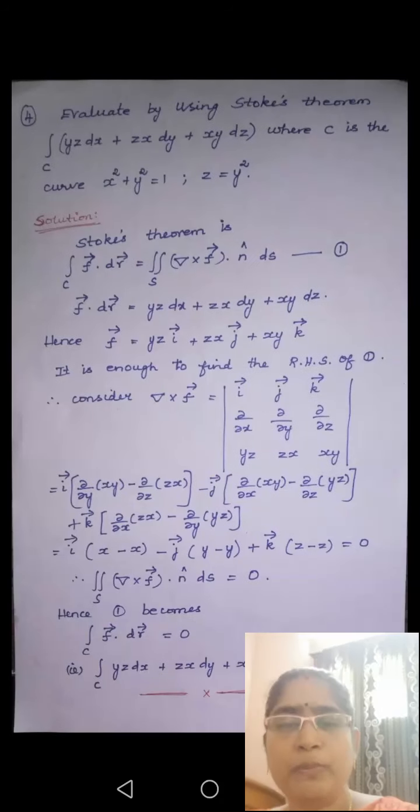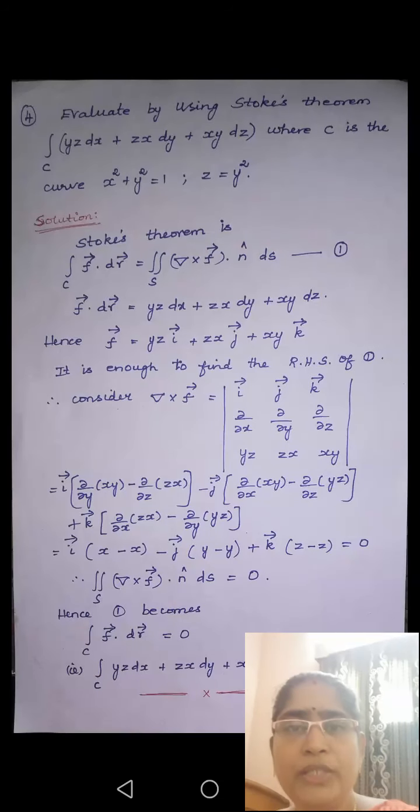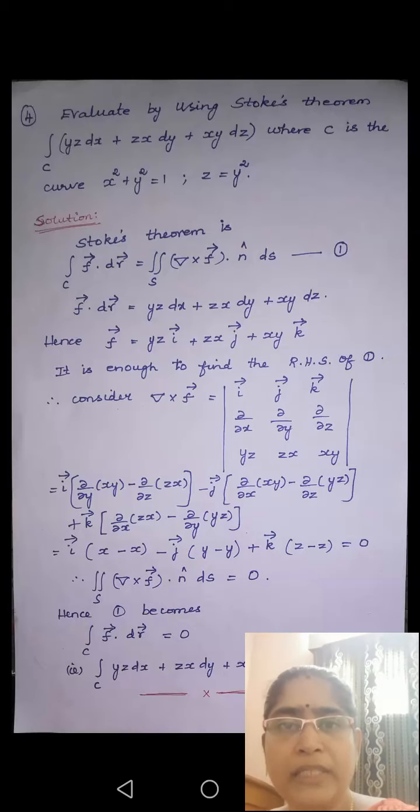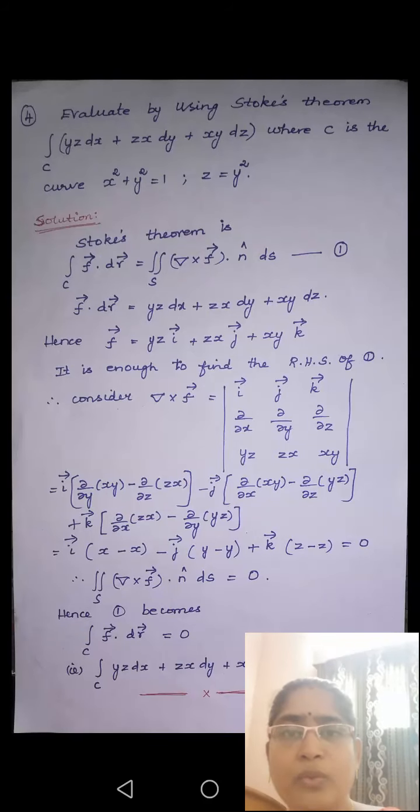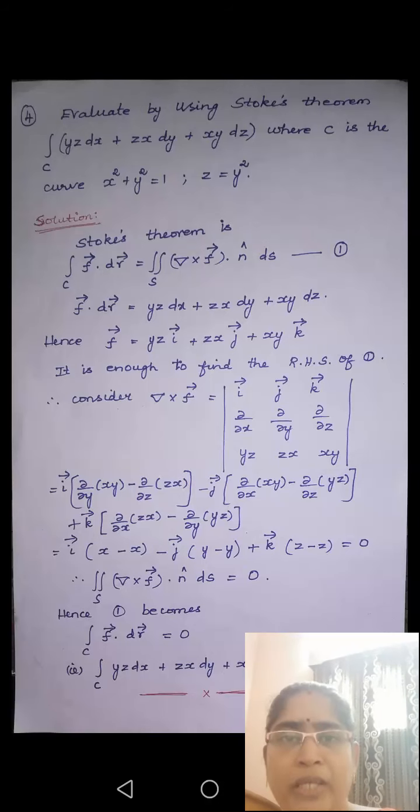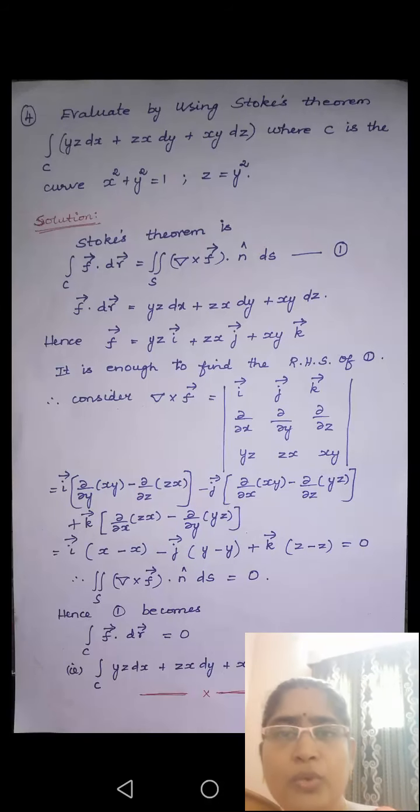Now, coming to the next problem, evaluate by using Stokes' theorem, integral over C yz into dx plus zx into dy plus xy into dz, where C is the curve x square plus y square is equal to 1 and z is equal to y square. In the problem itself, it's given use Stokes' theorem. Therefore, write the Stokes' theorem.